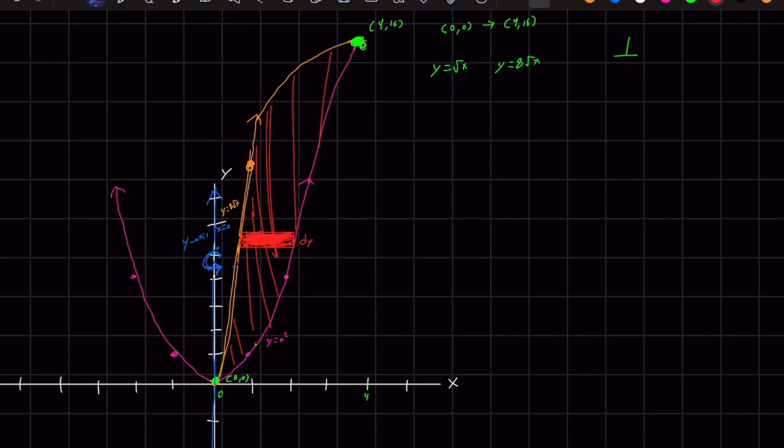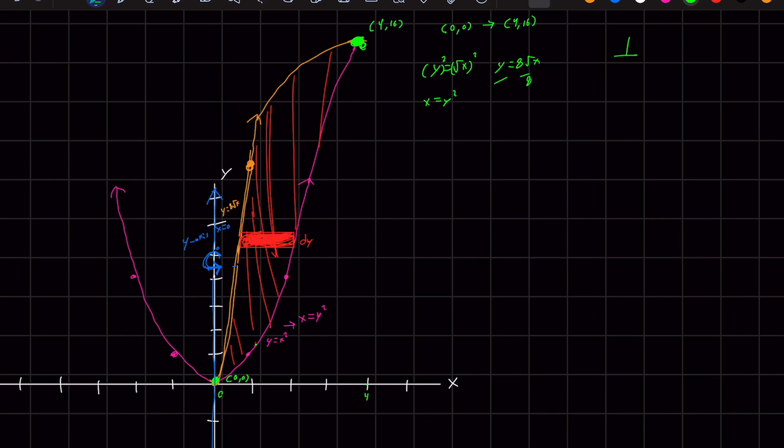But notice how we're doing it in terms of dy. So we can't use these functions right now because they're in terms of x, so we have to change them so that they're in terms of y. We have to solve for them. So this y equals radical x, we're going to square this, so this becomes x equals y squared. So this pink function, instead of y equals radical x, is x equals y squared. Now for y equals 8 radical x, let's see, we can divide by 8.